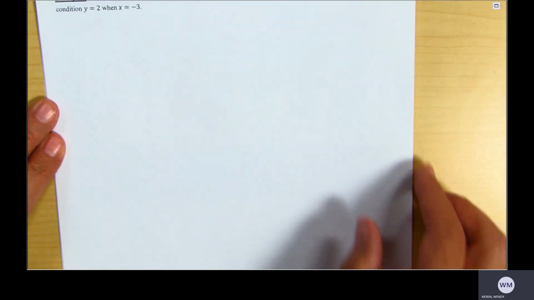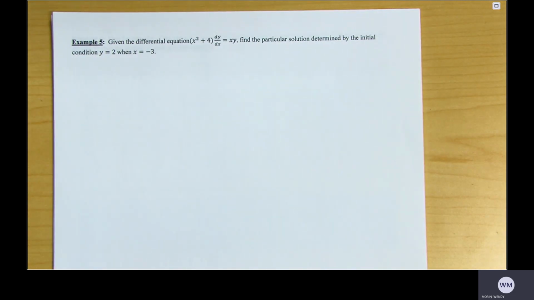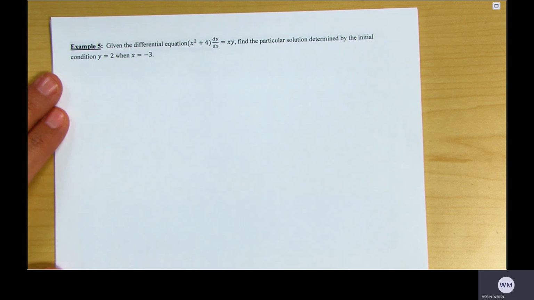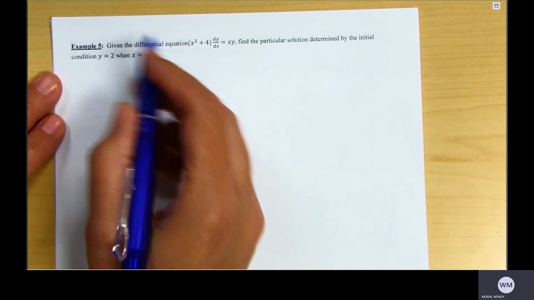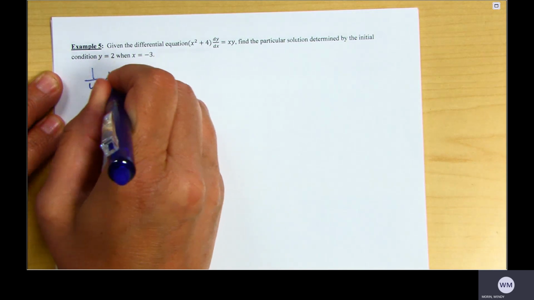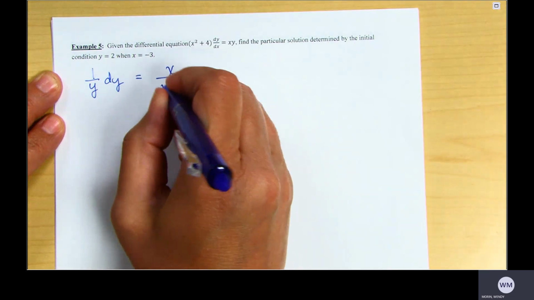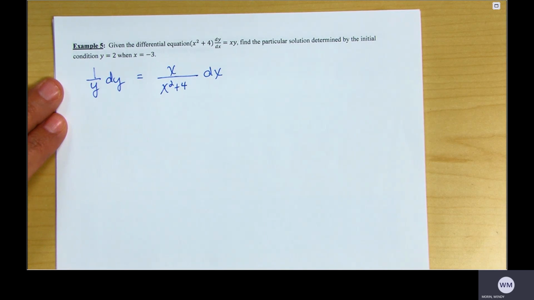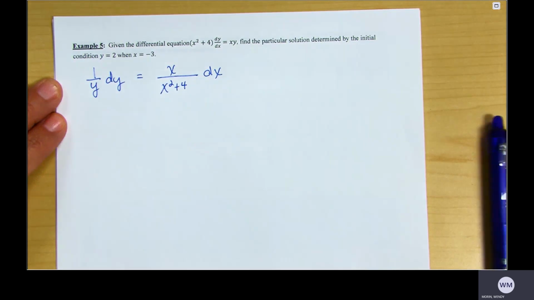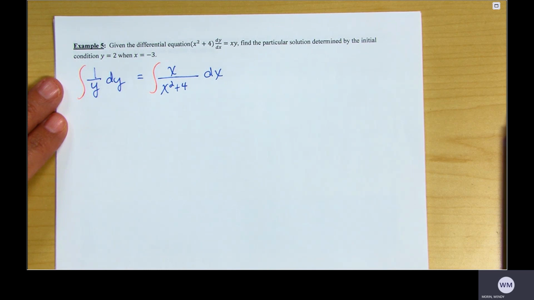All right, so let's try another one. Again, if you want to go ahead and stop the video and try it on your own, might be a pretty good idea. So the first thing we're going to do is separate the variables. So I'm going to get the y's on one side. So that's actually 1 over y on this side. And then here, it's going to be x divided by x squared plus 4. Okay. We're going to go ahead and integrate both sides. And again, you can just do the integral right in here. That's like 2 steps in 1, which is completely fine.